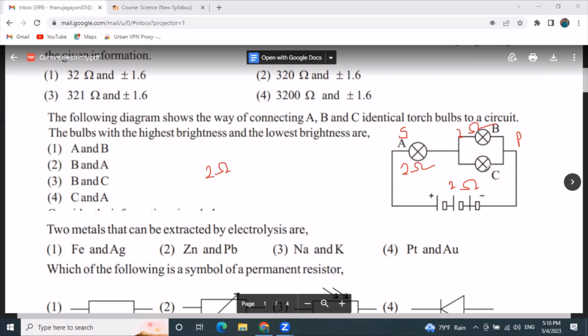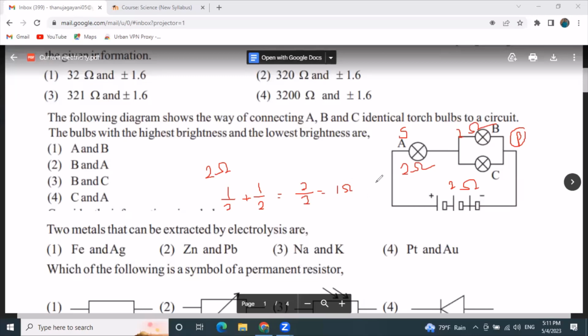Resistance at B and C, here is the parallel method. In the parallel method, we find the value of the resistance by adding reciprocals of the values. That means 1 over 2 plus 1 over 2. So here the resistance is, we know that 1 plus 1 is 2, the denominator is the same, 2 over 2 means 1 ohm. Here the resistance at bulbs B and C is 1 ohm.